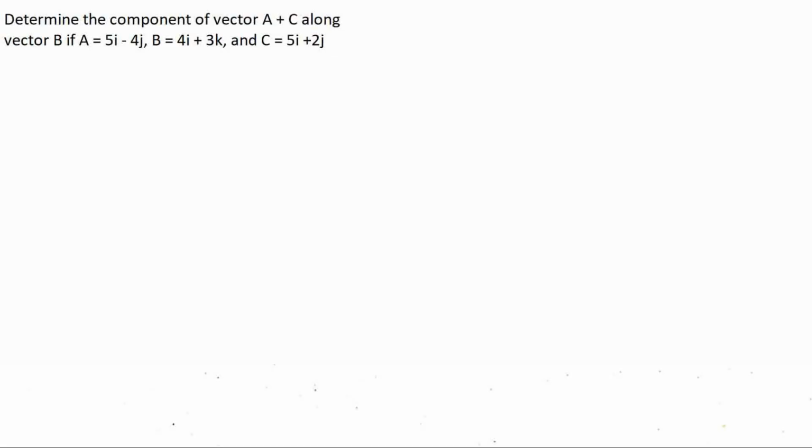Determine the component of vector A plus C along vector B, if A is equal to 5i minus 4j, B is equal to 4i plus 3k, and C is equal to 5i plus 2j. So in this problem, we want to determine the component of the resultant of the vectors A and C in the same direction as the vector B, and we've been given the respective vectors A, B, and C.